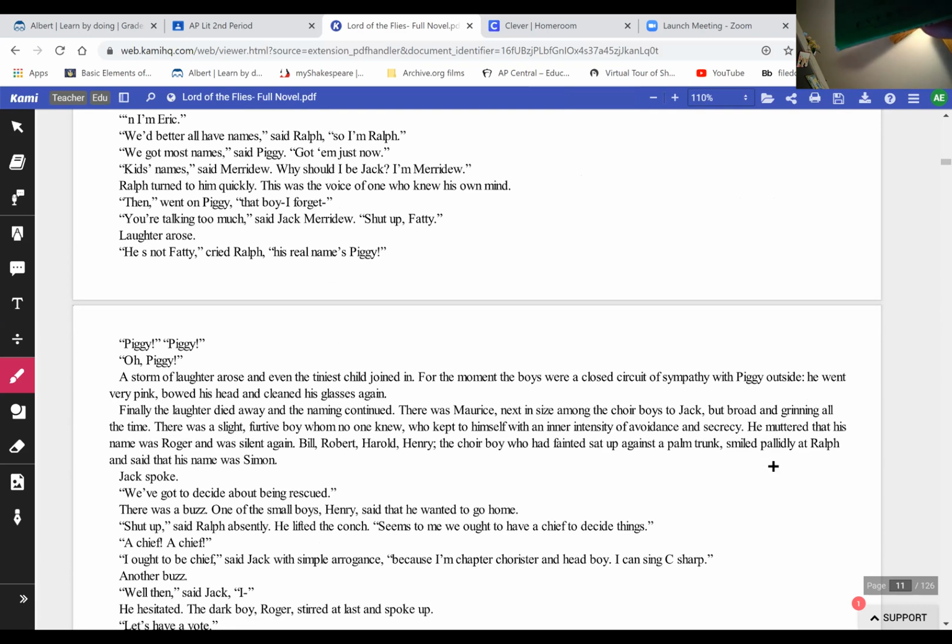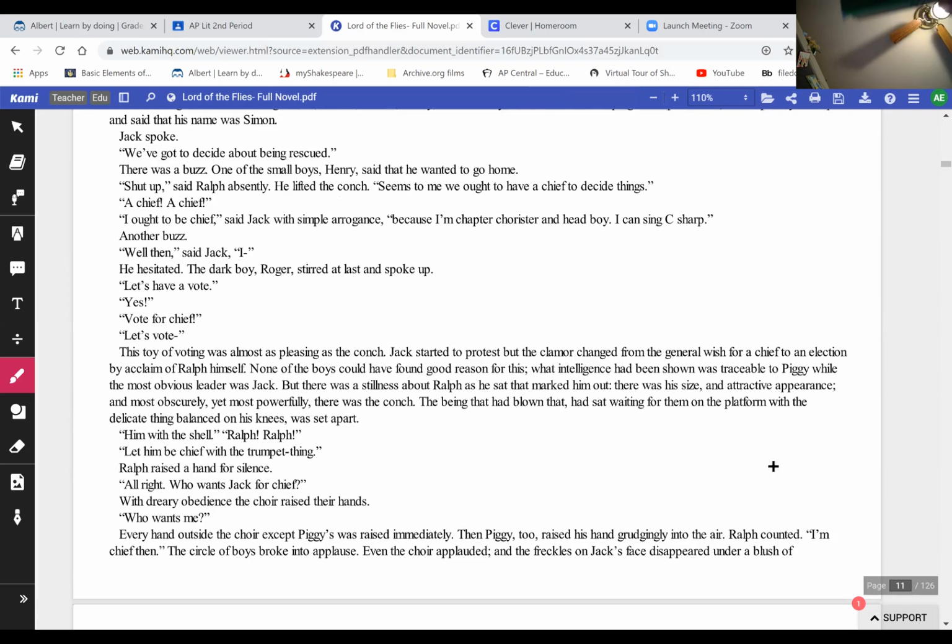If we go to here, this very much points to the voting, they're voting, right? And this very much points out what Golding is trying to do. Jack started the protest because he's already in charge of his choir. He wants to be in charge of everything. But the clamor changed from the general wish for a chief to an election by a claim of Ralph himself. They all immediately joined. The boy that came out that was in charge immediately was Ralph. They pinned their hope on Ralph.